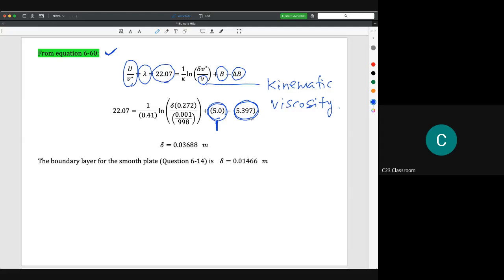So if we calculate this one, we could get the value of delta here as 0.03688 meters. And the boundary layer for the smooth plate from our previous tutorial is around 0.01466 meters. So it is found that when we roughen the plate, the flow changes from laminar into turbulent rapidly. So the delta is also increased from 0.014 to 0.036 meter.